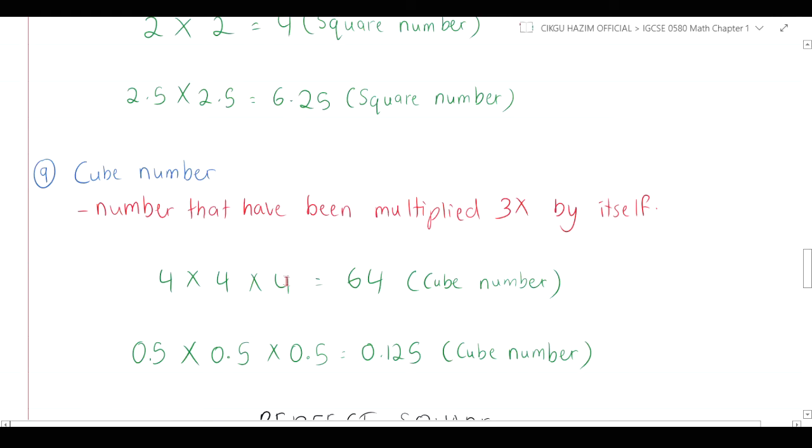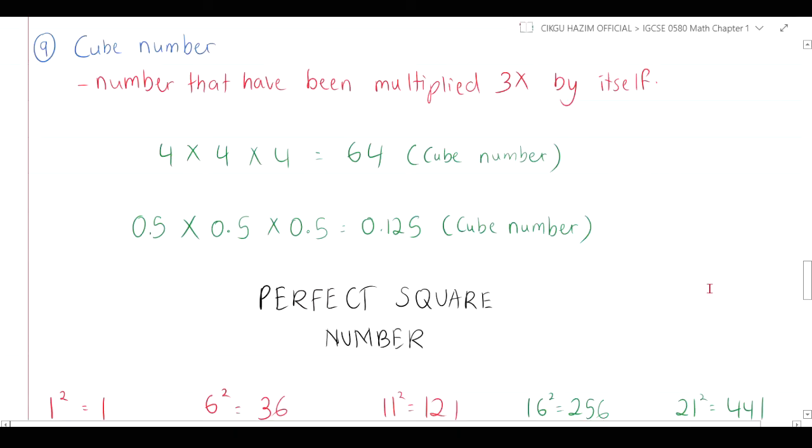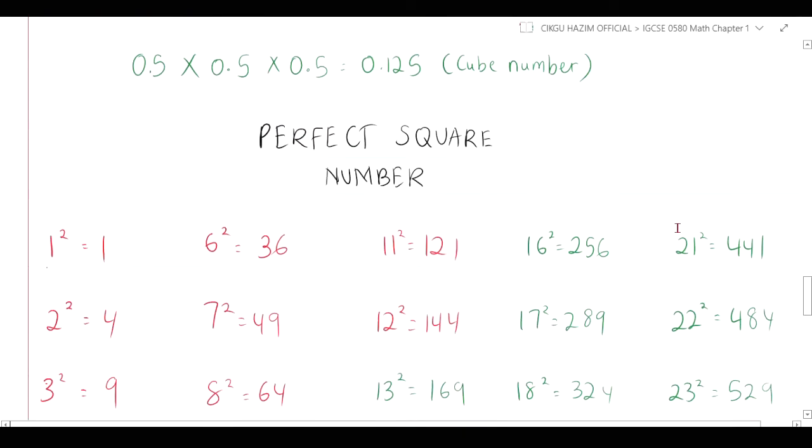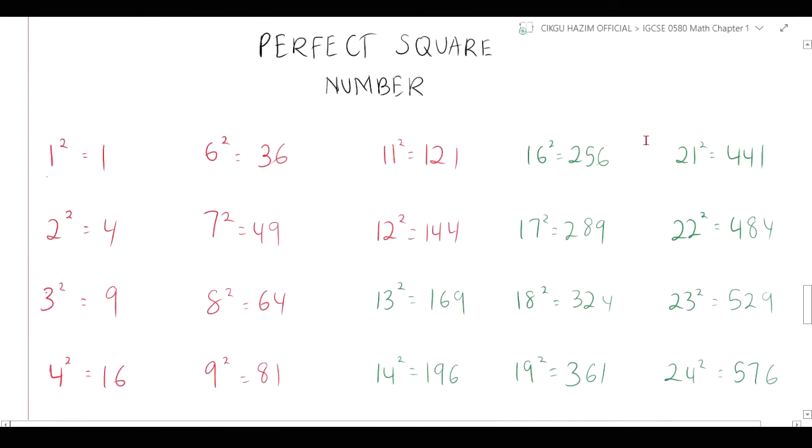4 by 4 by 4, 64 is a cube number. 0.5 multiplied by 0.5 multiplied by 0.5, we have 0.125. 0.125 is also a cube number. And I list down all the perfect square numbers here that I hope you memorize.